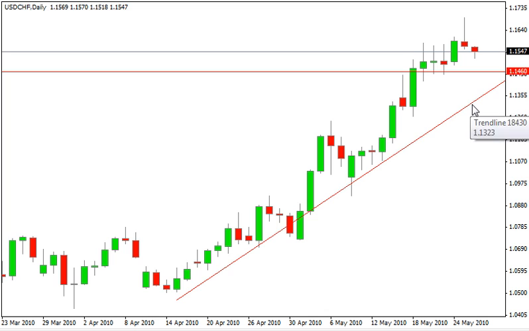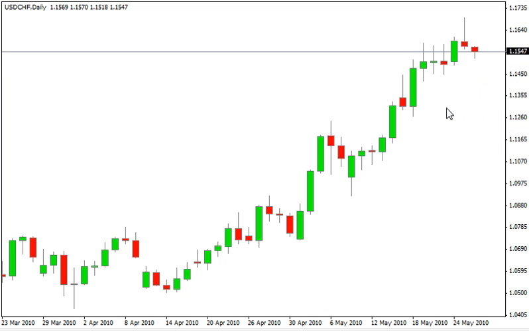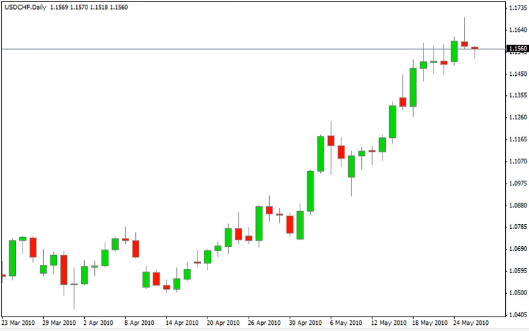So this pair, look for it to go as high as 1.1705 and as low as 1.1433. Look for some support around 1.1470 and resistance around 1.1618.